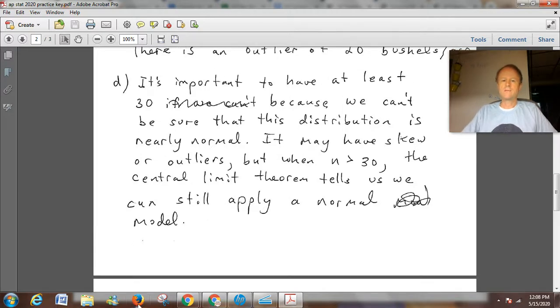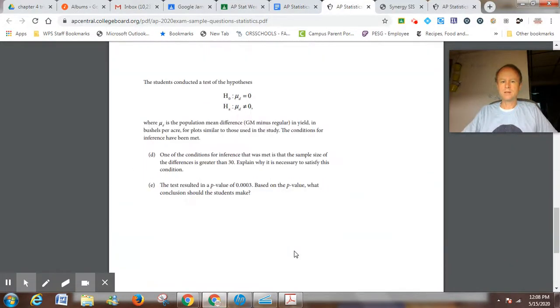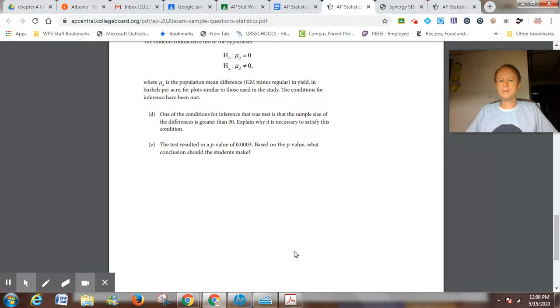Okay, and then finally on part D here, the test resulted in a p-value of 0.0003. Based on the p-value, what conclusion should the students make? So reminder, p-value is the likelihood in general of getting our result if the null hypothesis is true. So the probability of getting the result we got if that null is true. So in this case, if there is no difference, if the mean difference is 0 between the genetically modified and the regular corn. So here's what I said about that.